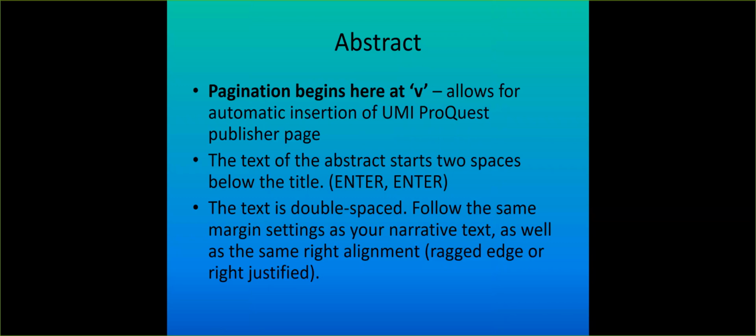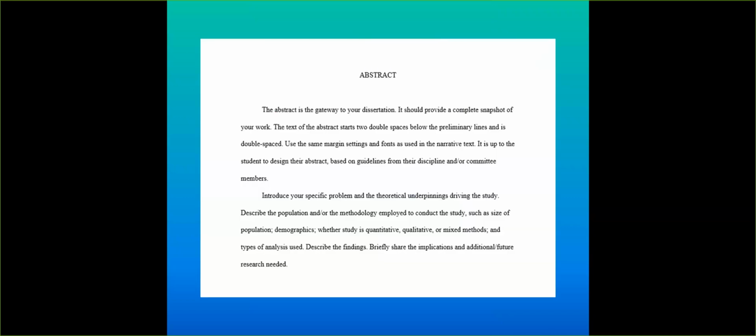The text of the abstract should start 2 spaces below the title. So you have the word abstract in all caps, and then enter, and then that's where your text will start. The text should be double spaced, follow the same margin settings, with the 1-inch margins, as well as the same right alignment or ragged edge or right justified. So here's an example of an abstract page. So if we were to scroll down on this, we would see that Roman numeral 5 at the bottom.